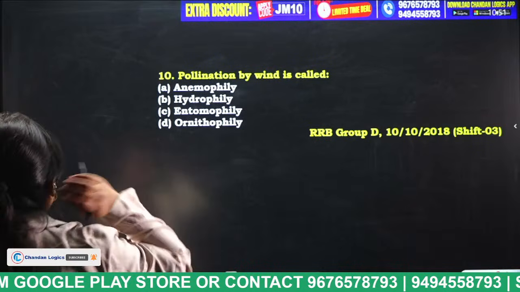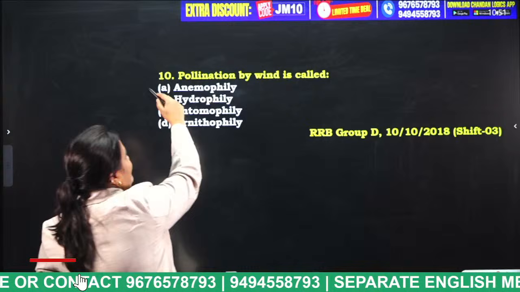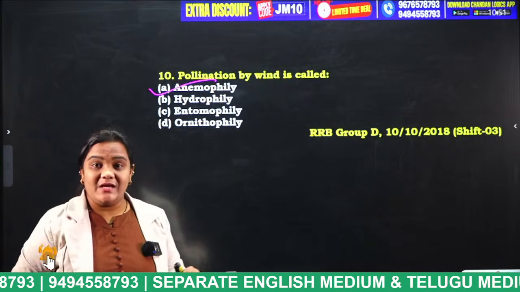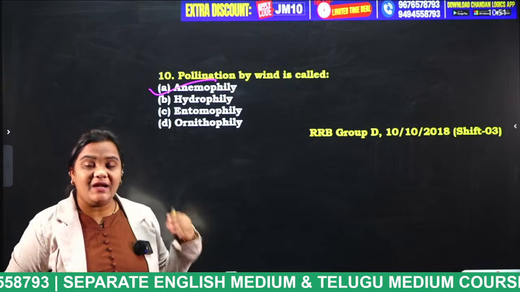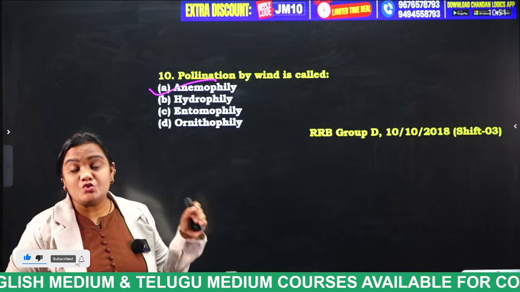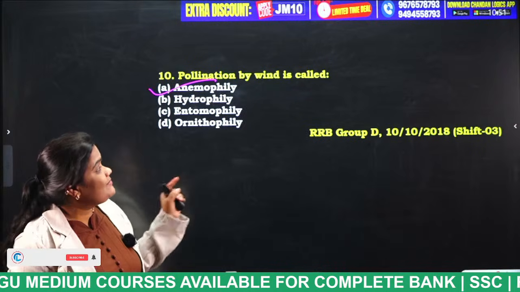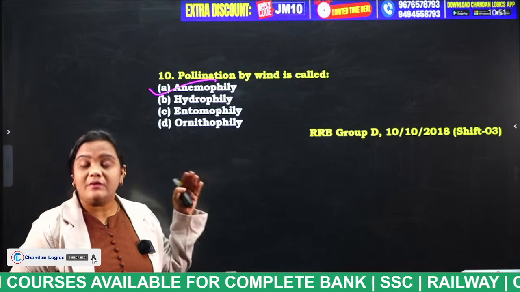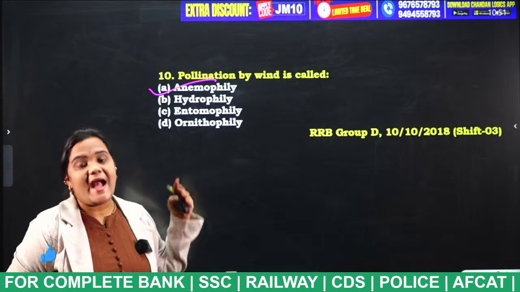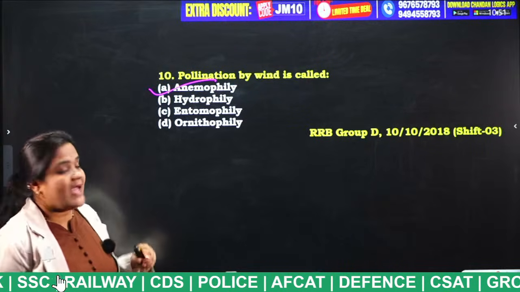So what is the answer, students? Very good. Pollination by wind, it is known as anemophily. Okay, pollination by wind, we call it as what, students? Anemophily. So how can we know this is anemophily? You all know what is the instrument which is used to measure the wind speed? Anemometer. That means even if you do not know this answer, the wind speed is measured by anemometer, so pollination by wind is also going to be anemophily.